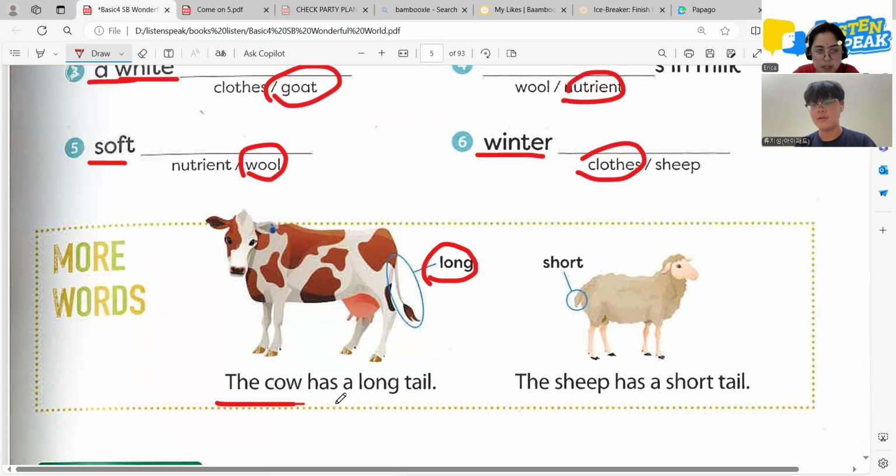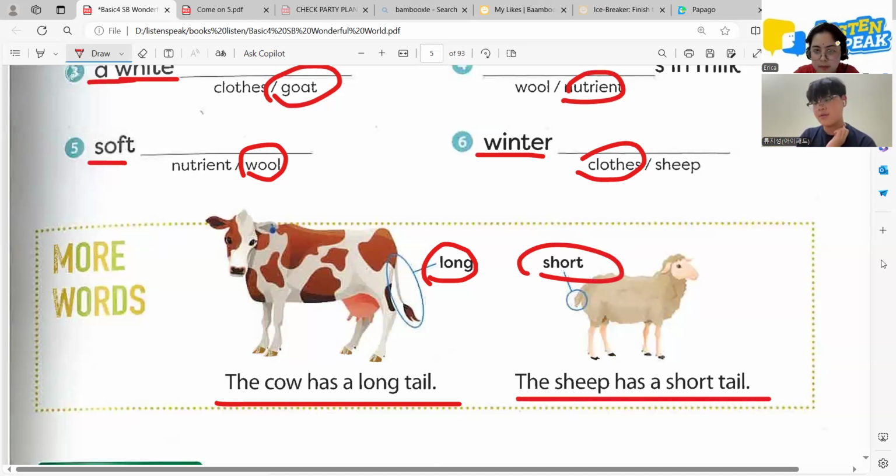Long. Okay, please read the sentence. The cow has a long tail. Next. Short. The sheep has a short tail. Okay. Did you understand the sentences? Yes.